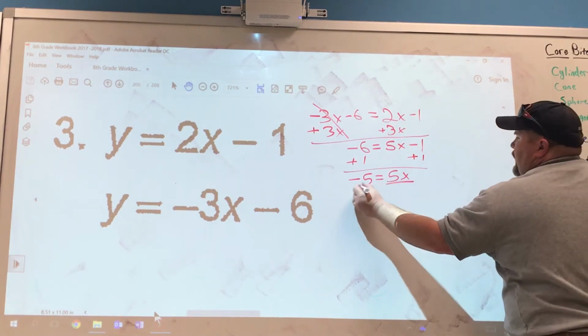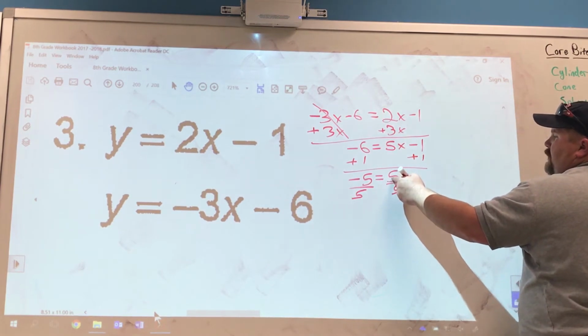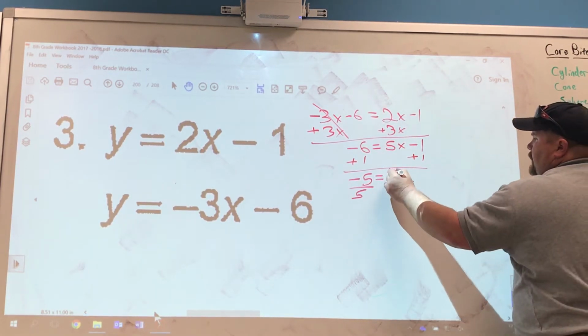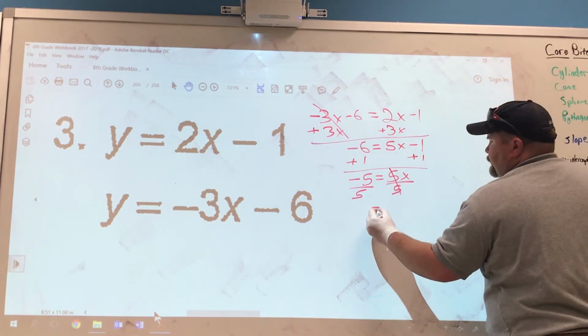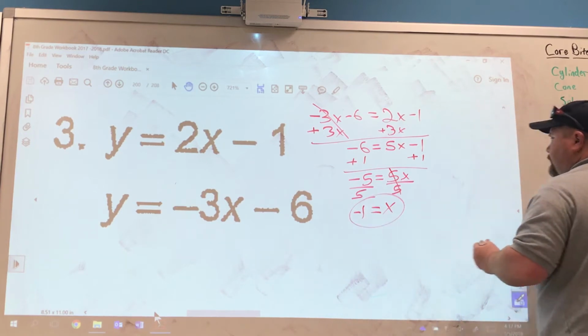At this point, we need to divide both sides by 5, because we want to cancel out the 5 coefficient that's in front of the x. So those cancel each other out. Negative 5 divided by 5 is negative 1 equals x.